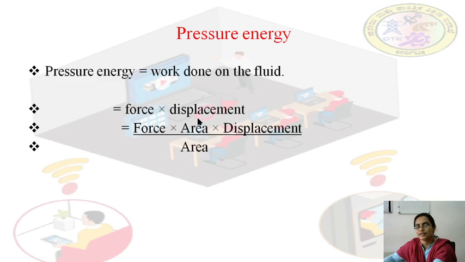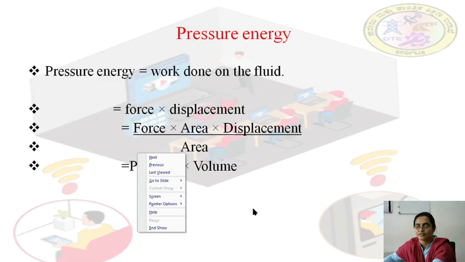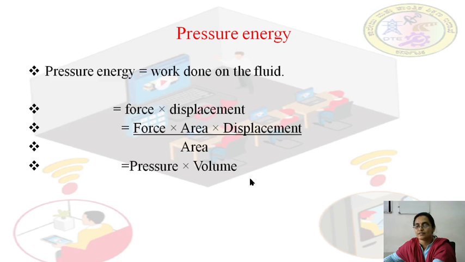This can again be written as force, multiplying the numerator and denominator by area, so force into area into displacement, totally divided by area. Now we know that force by area is pressure and area into displacement is volume. So pressure energy can be described as pressure into volume.